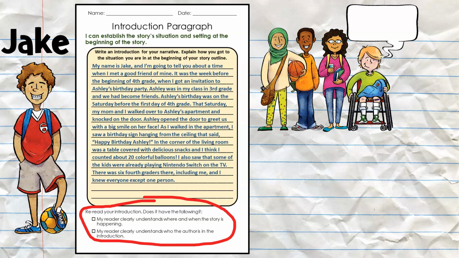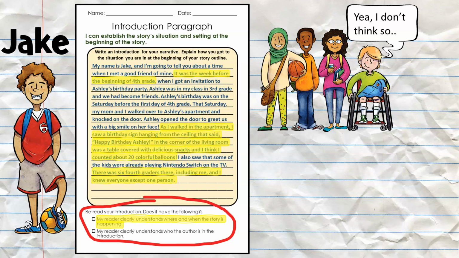So if you have a chance, you might have your friends read your introduction paragraph and check for these things. Do you know when and where my story is? And who is the author of my story? Do you know that by reading it? Maybe if you ask some friends, they might say, Yeah, I don't think so. And then you could say, no, I actually did. I'll show you exactly where the when and where my story is. It's right here. I wrote it.